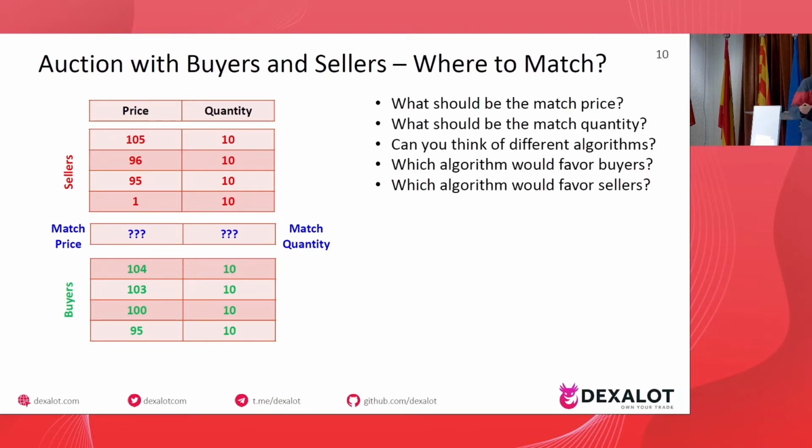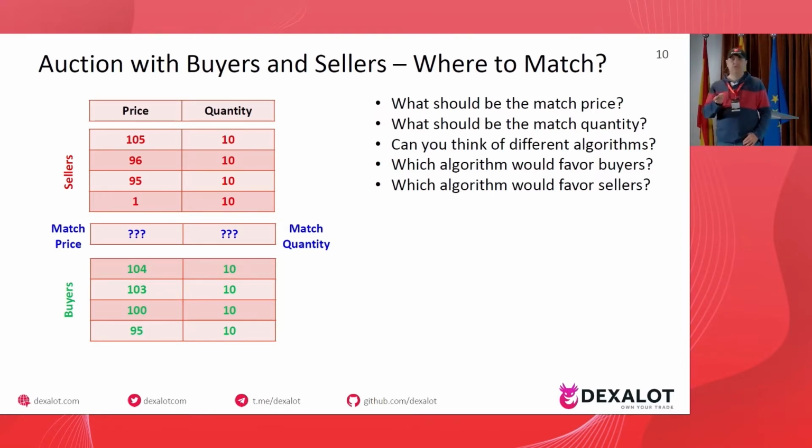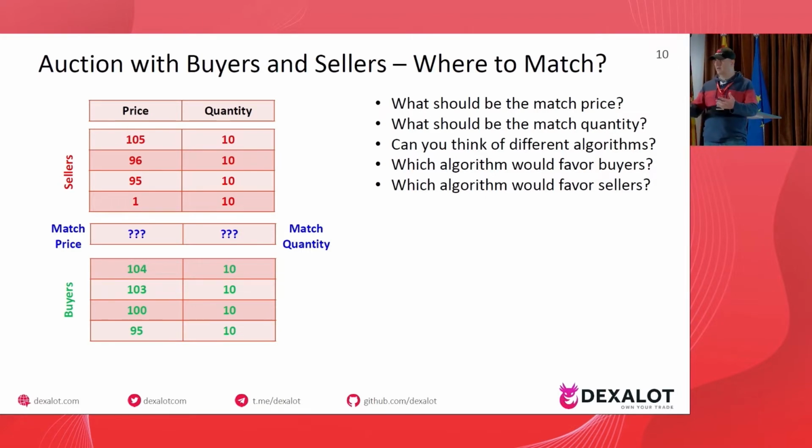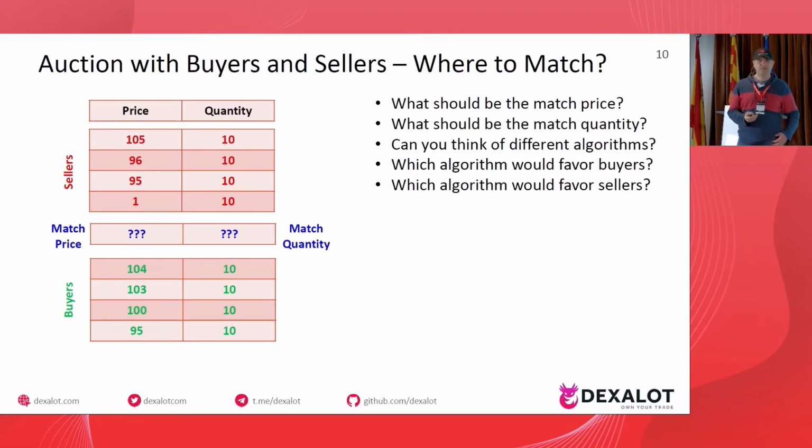So immediately certain key questions pop into mind, right? What should be the match price? What should be the match quantity? What kind of different algorithms can we have in this process? And which ones would favor sellers, buyers, or which one would be fairer to the overall, both sellers and buyers.